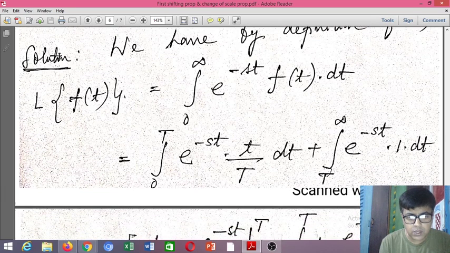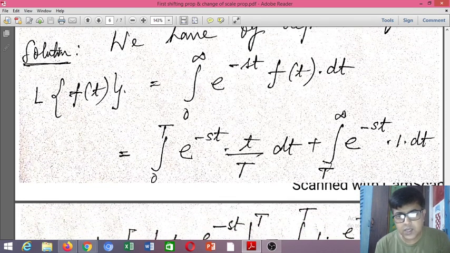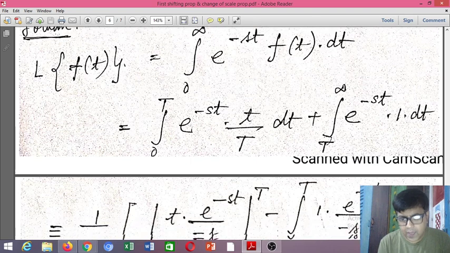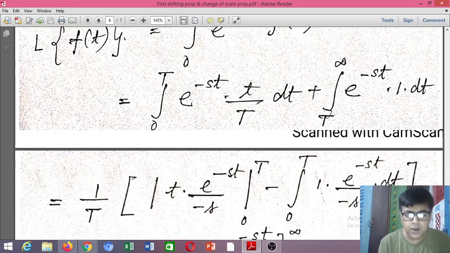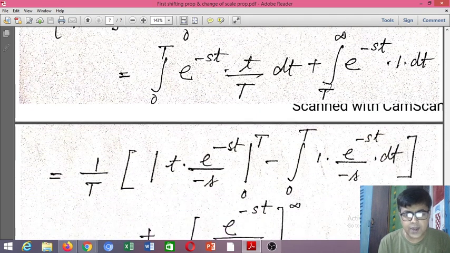So integral 0 to T of e to the power minus st into small t divided by capital T dt, plus integral from capital T to infinity of e to the power minus st into 1 dt. And then we start performing integration. Of course, integration by parts. So e to the power minus st into t by capital T will be integrated by parts.